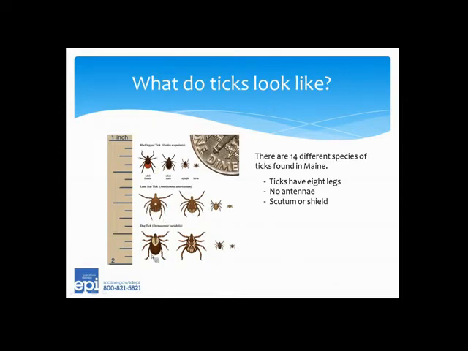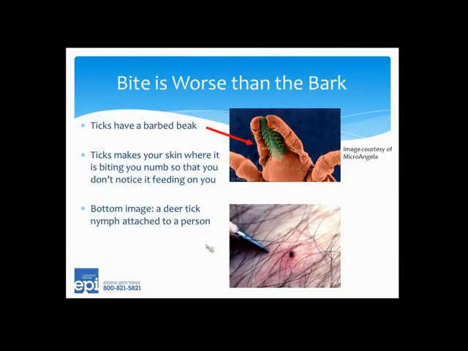And this is a picture that shows the size of ticks. There are different ticks and they are different sizes, particularly at different stages in their life cycle. So a deer tick nymph is very small, whereas a deer tick adult is about the same size as a dog tick nymph or a little bit larger. So the size of the tick is somewhat indicative of the type of tick, but not always, because they could be in different life stages. So ticks are unfortunately very good at what they do.